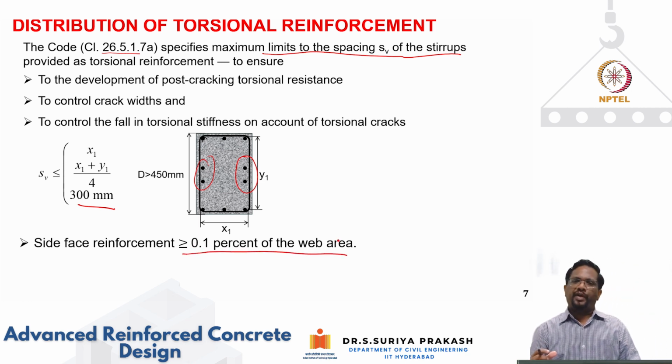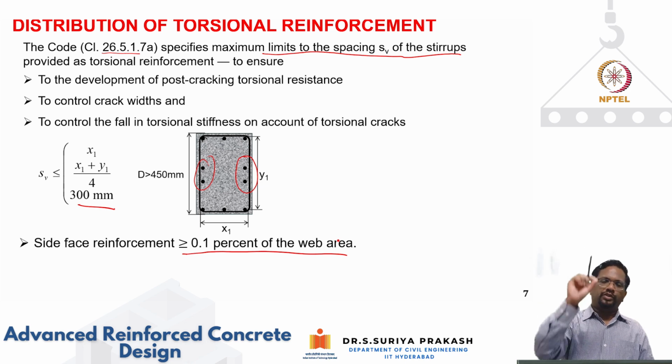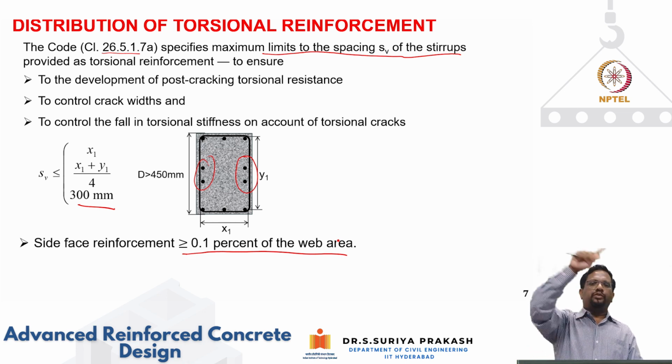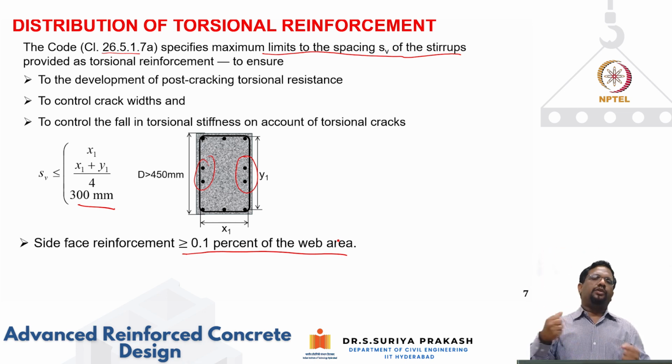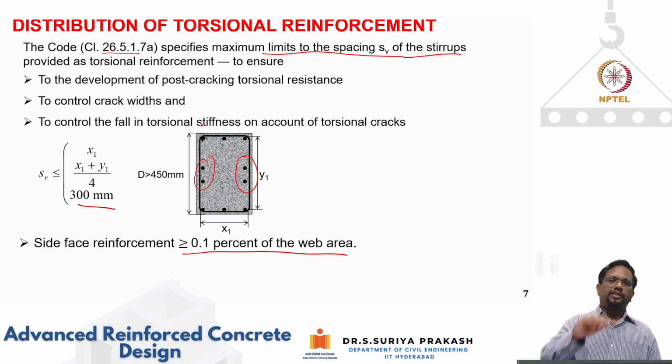It's always a good practice to put some distributed steel for torsion, because, as again we are explaining, shear flow is going around the entire cross section, that is going to create some tension. To resist that, it is always a good practice to put some distributed steel.